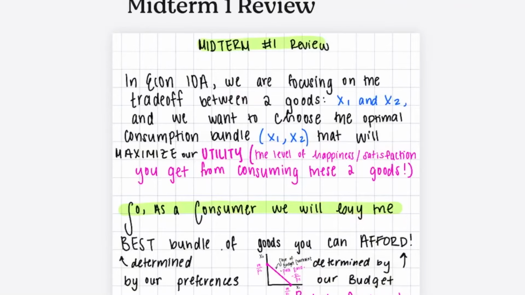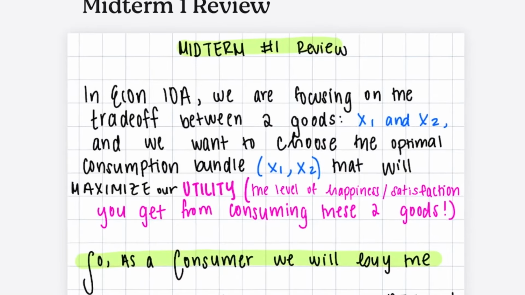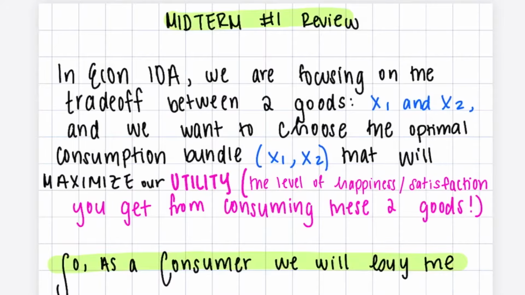This is going to be midterm number 1 review. In Econ today, we are focusing on the trade-off between two goods, x1 and x2. You can think of it as x and y, x2 being our y, but in 10A we're going to use x1 and x2, and those represent our two goods, and we're only focusing on two goods.